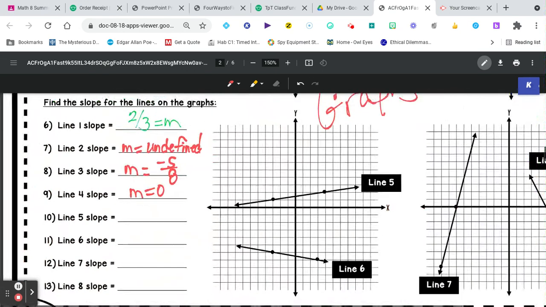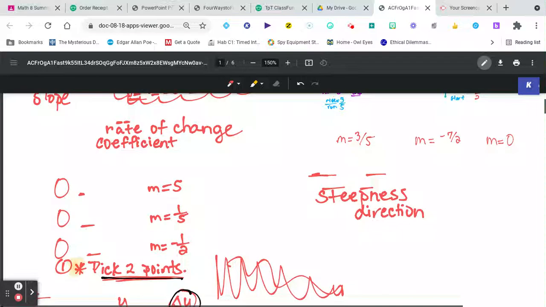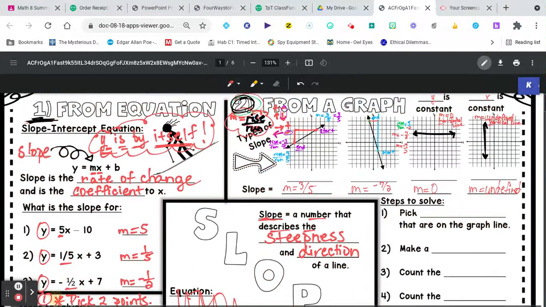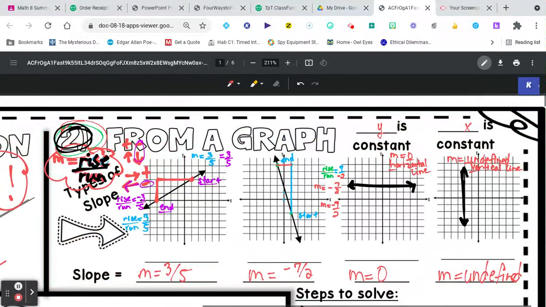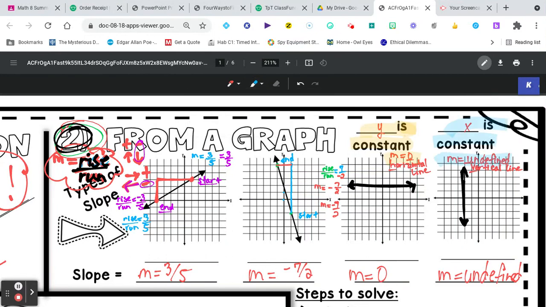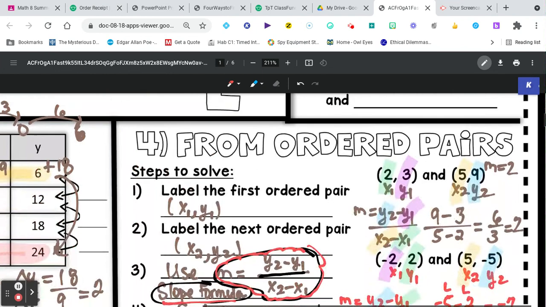I probably erased it. Okay, so if you look right here, it says your y is constant. Your slope is 0. But when your x is constant, your slope is undefined. So basically, when your y's are the same, your slope's 0. When your x's are the same, the slope's undefined. That's what constant means. It means the same.